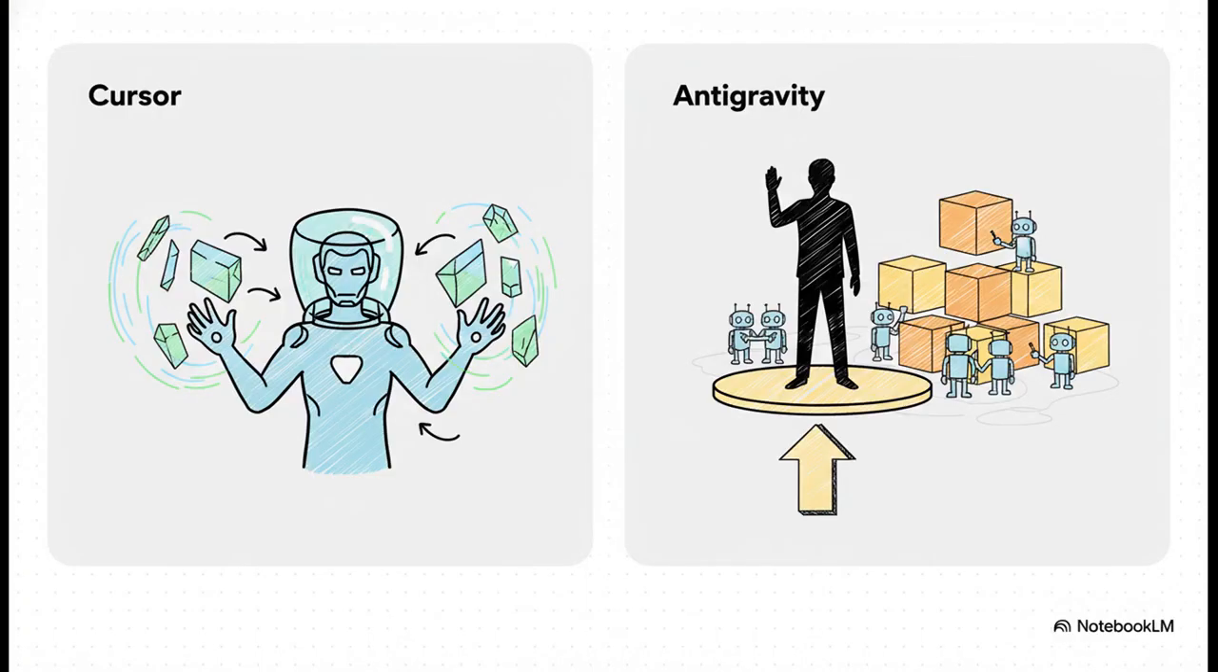Cursor is your ultimate co-pilot. Think of it like this. It's basically VS Code on steroids, an AI-powered editor that gives you an Iron Man suit for coding. You are still firmly in the driver's seat, but the AI gives you some serious superpowers.